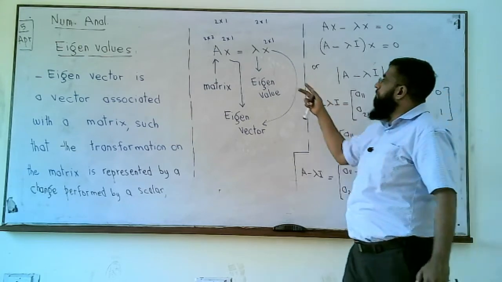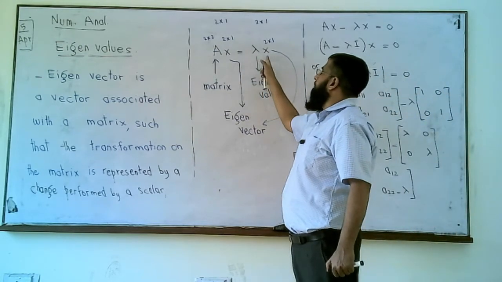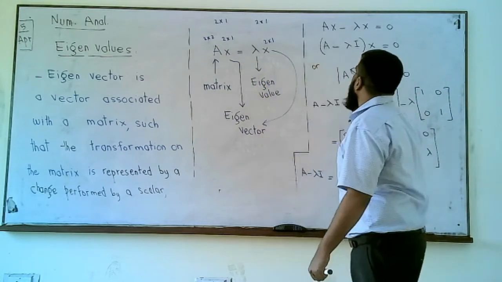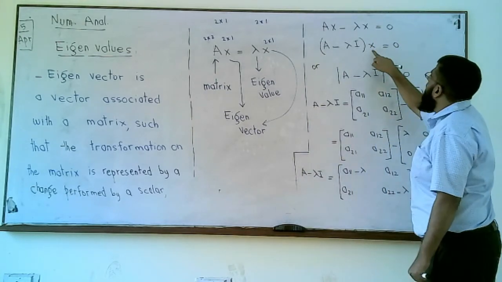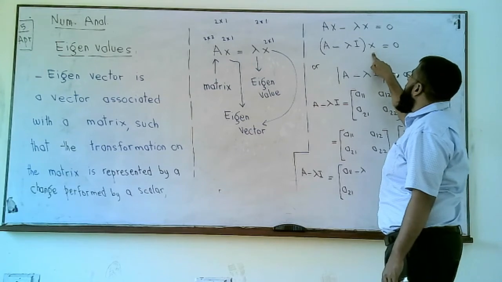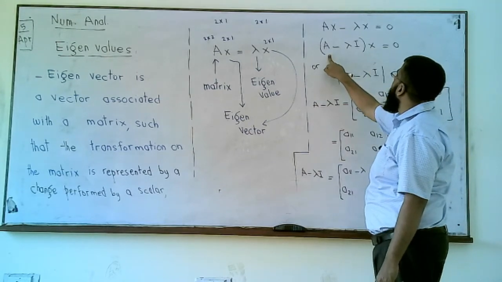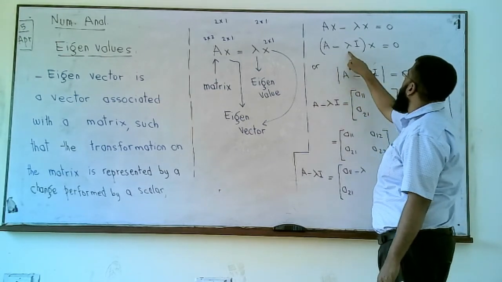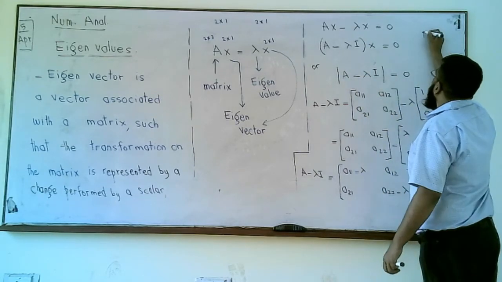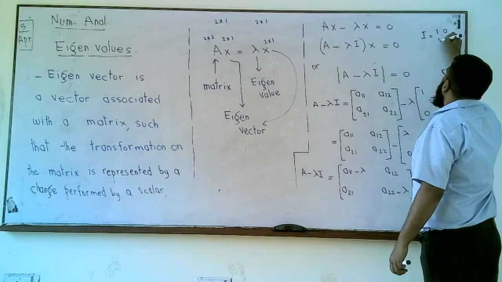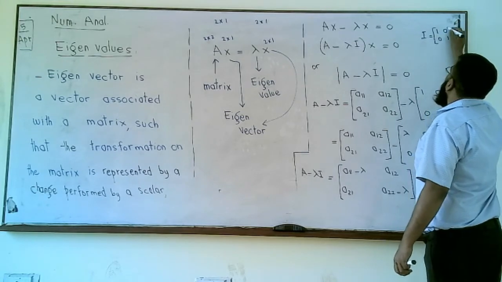If we work further with this expression and take lambda times x to the left hand side of the equation, this becomes A x minus lambda times x is equal to 0. If we take x as common, what is left is A minus lambda times I. This I is the identity matrix. For a 2 cross 2 matrix, this is 1 0 0 1, where we have 1s in the diagonal.